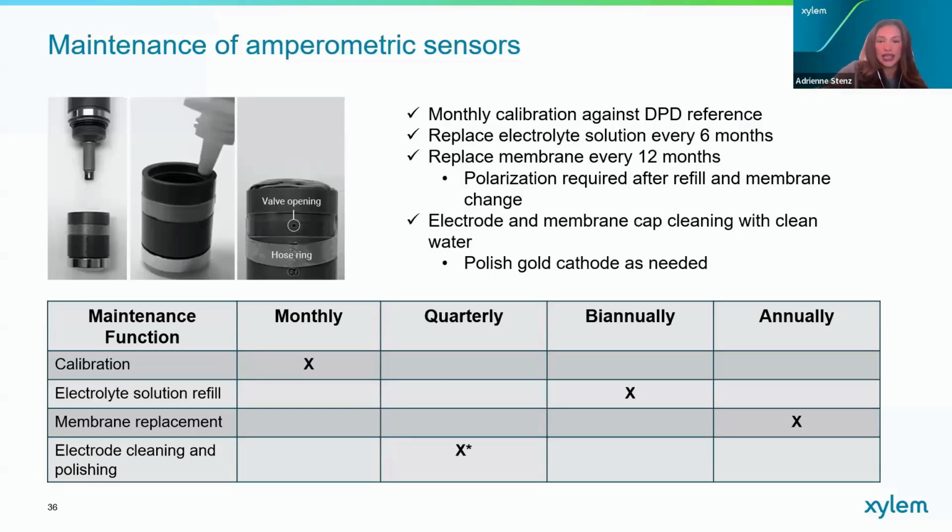And finally, routine cleaning is also important. Rinsing the gold electrode and membrane cap with clean water to remove any deposits. And if the gold electrode shows discoloration or buildup, polishing it carefully with a polishing strip. If you stick to these steps, electrolyte solution every 6 months, membrane every year, cleaning as needed, and monthly calibration, you should get stable, accurate chlorine data and long sensor life.